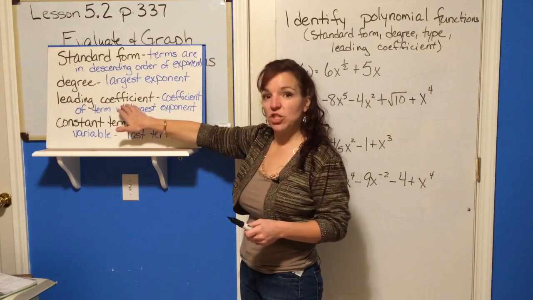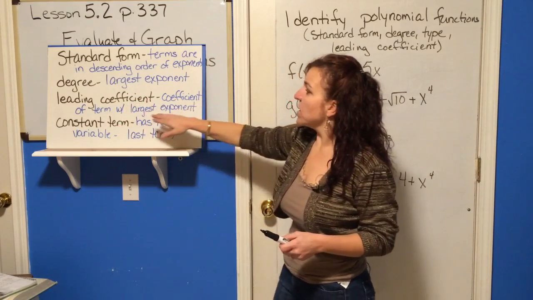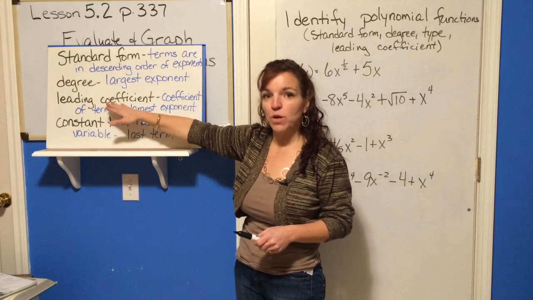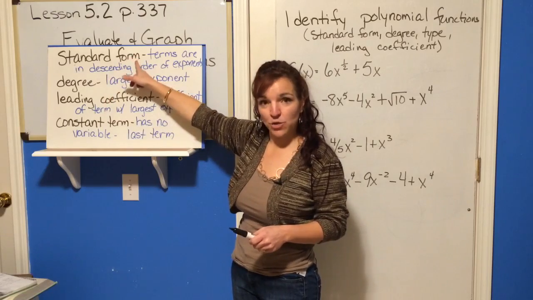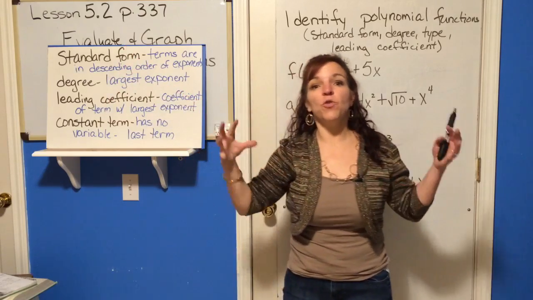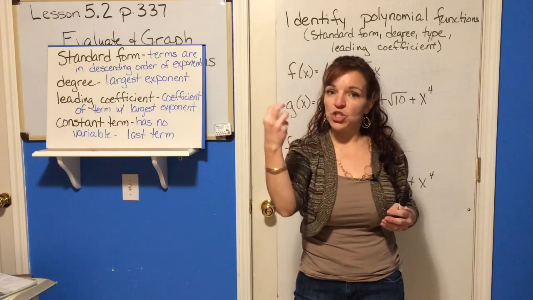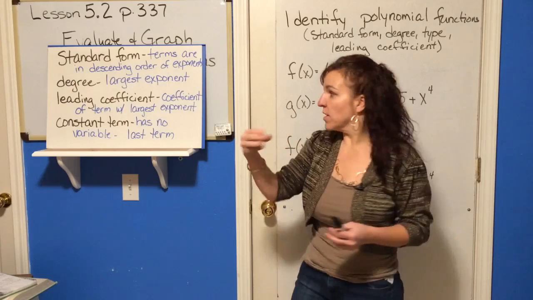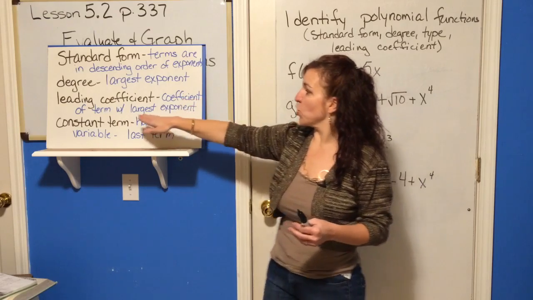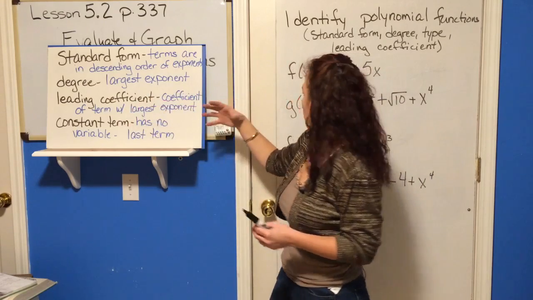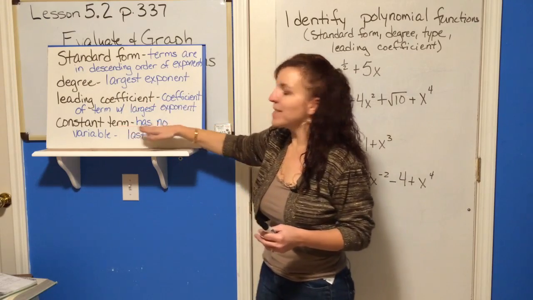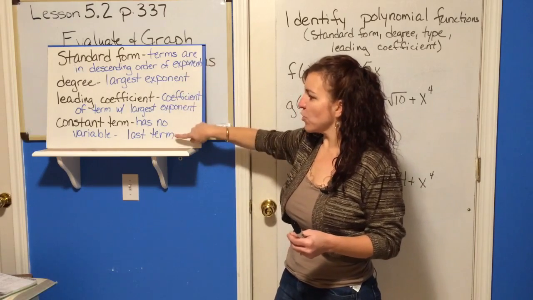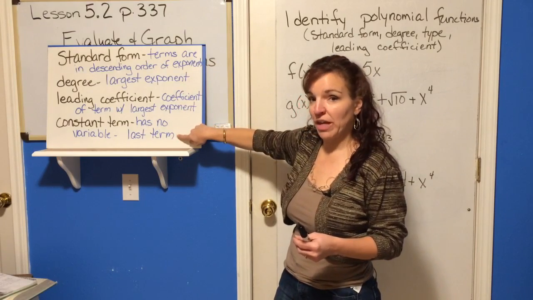The leading coefficient is going to be the coefficient of the term with the largest exponent. And the reason we call it the leading coefficient is because it's going to lead if it's in standard form. If your function is in standard form, the first coefficient, the first number in front of a variable, is going to be the leading coefficient. So it has to be the number in front of the term with the largest exponent. And the constant term is still the constant term. It's the term that has no variable. And if it's in standard form, this is going to be the last term involved.